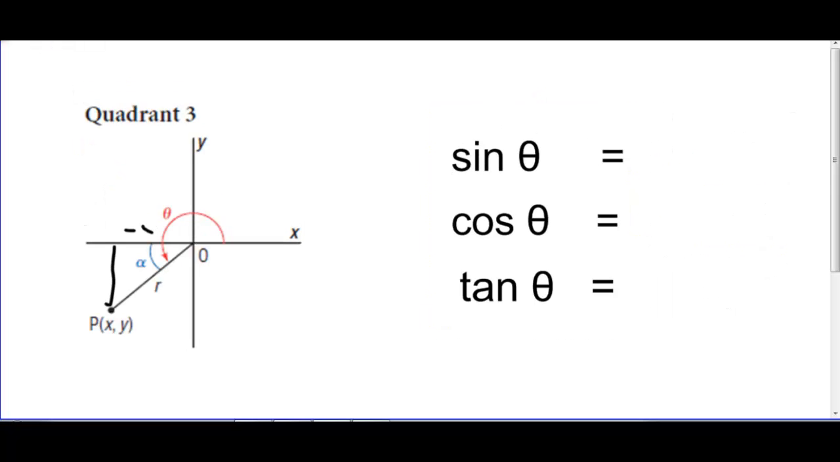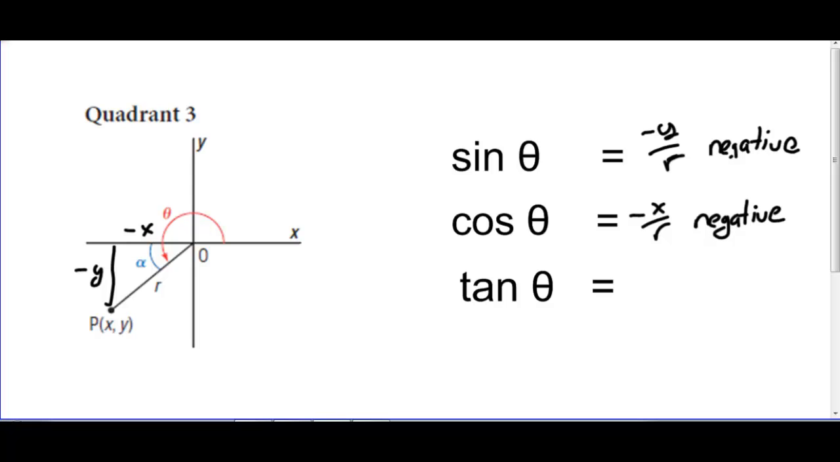In the third quadrant, our x is going to be negative and our y is going to be negative because we're on the negative side of the x-axis and we're also negative on the y-axis. So calculating our exact trigonometric ratios again, for sine, we've got negative y over r, which is a negative value. For cosine, we're going to have negative x over r, which is also a negative value.